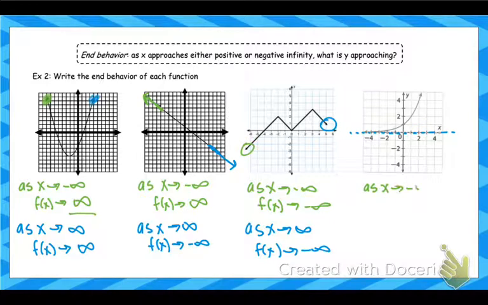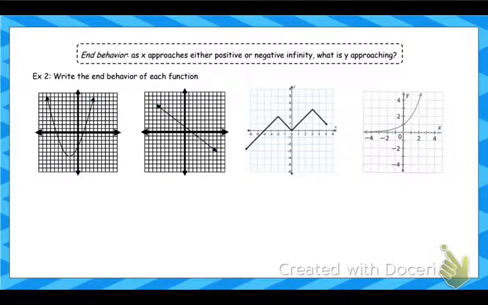As x approaches negative infinity, so as your x's are getting smaller, your y's aren't really getting bigger or smaller. Your y's are getting closer to that horizontal asymptote, which has a y value of 0. So not every one of these will be positive or negative infinity. All right, as x approaches positive infinity, our y's are approaching positive infinity.